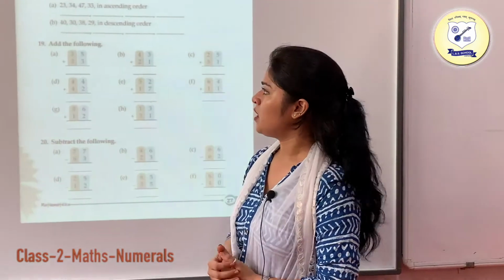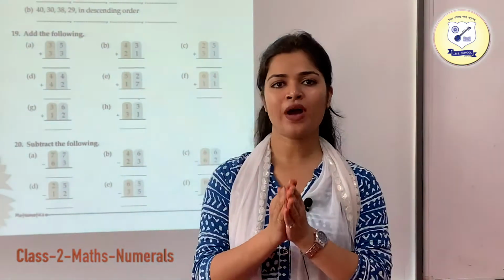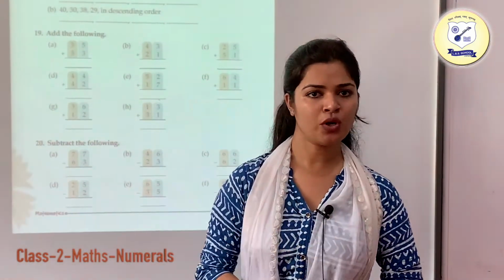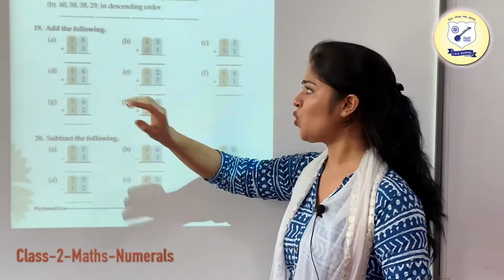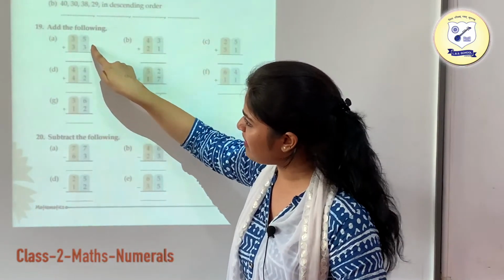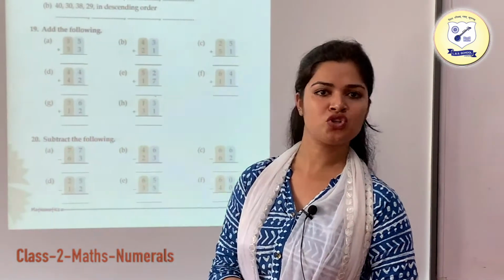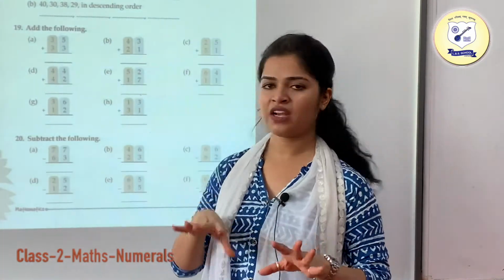Okay, so the next question is: add the following. So now we are just going to add the numbers, and this is your vertical method which I have told you earlier, in the first class. Okay, so now we are having 5 plus 3 and 3 plus 3. For this, you can either use your fingers or you can use lines for solving this. Like I am right now using fingers.